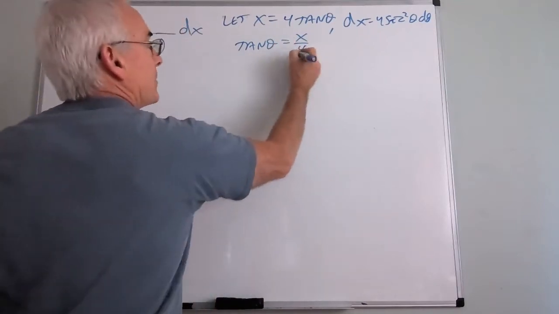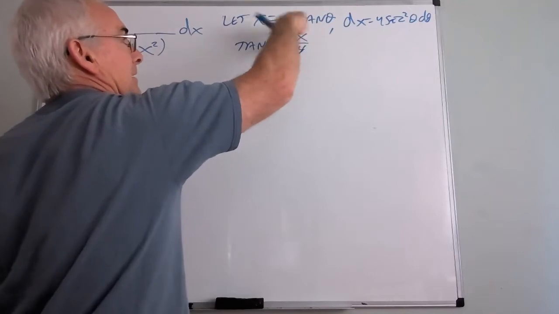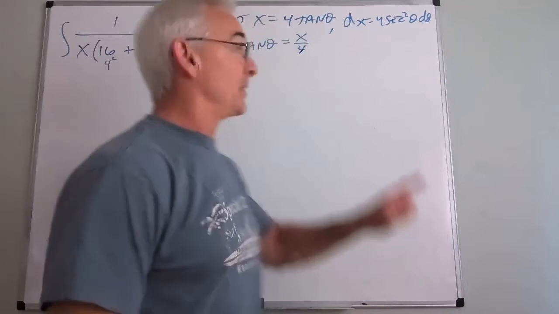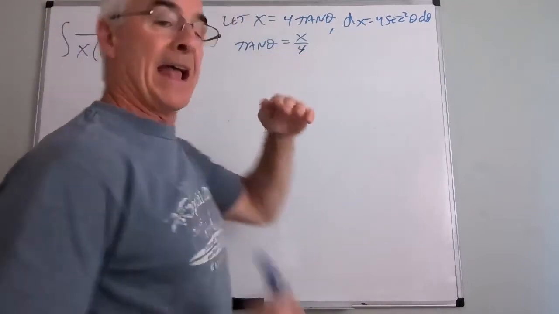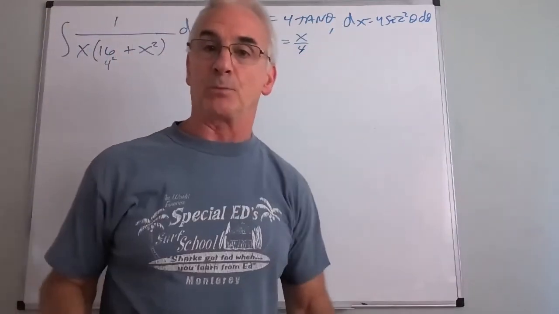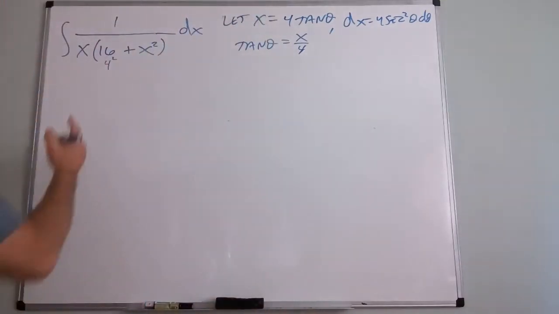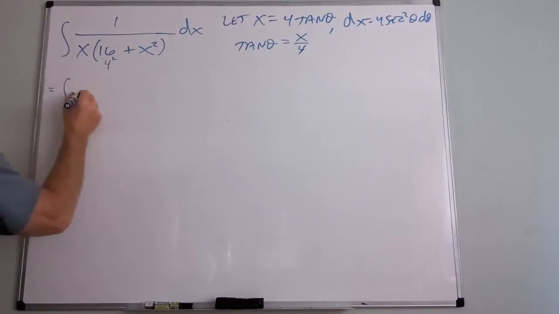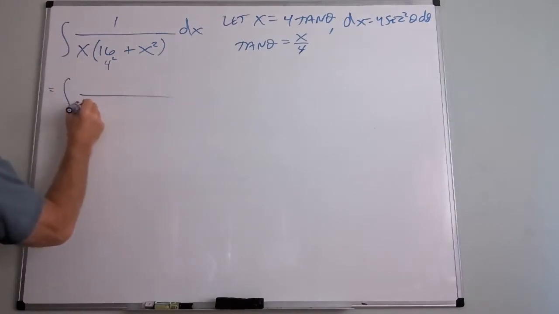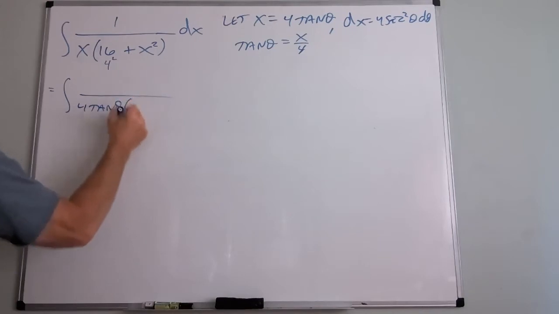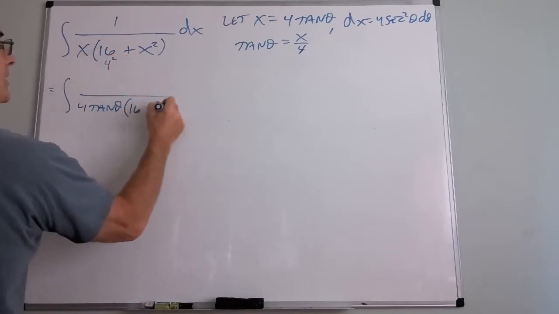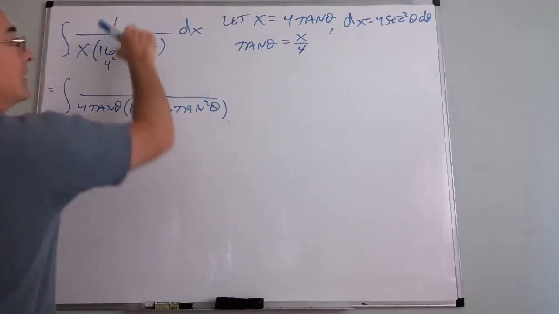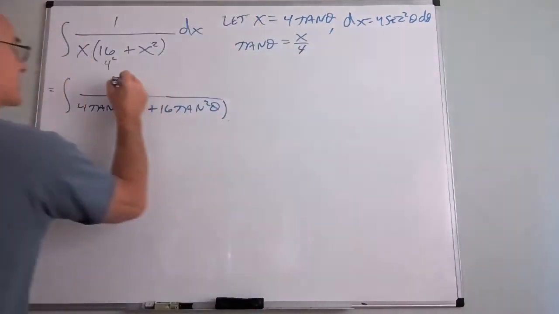I don't need this until the end. This will be the triangle that I draw at the end. It will be the triangle that makes this statement true. And that's how I'm going to be able to substitute back in the end. Okay, so in this case here, if I make this substitution, this will become 4 tan theta. This would be 16 plus 16 tan squared theta. And 4 secant squared.